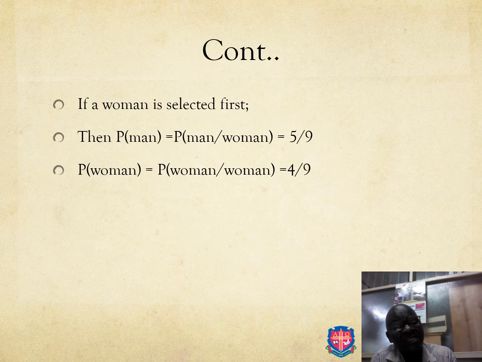Now, if a woman is selected first, and you want to select a man, provided the first one selected was a woman, it is represented by that notation there. The probability of selecting a second person, a man, provided the first one selected was a woman, means the men are still 5 out of the total of 9, because when you select one, the total remains 9. And the probability of selecting a woman, provided the first one selected was a woman, is equal to 4 over 9, because after selecting a woman, there remain 4 women out of the total of 9.